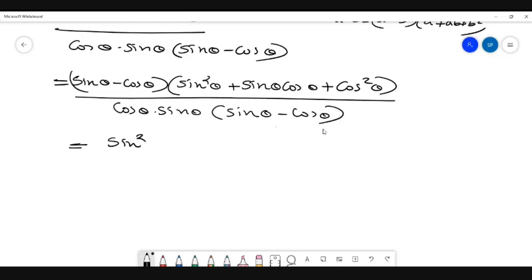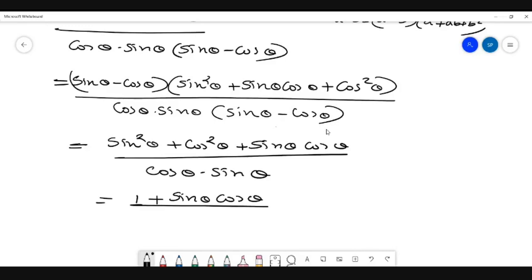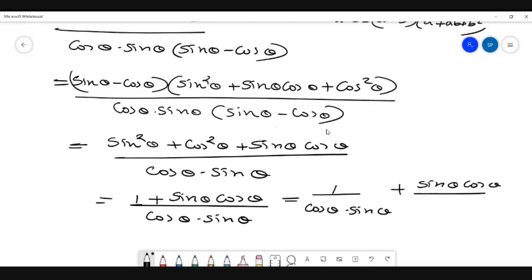That is, the expression can be simplified as sin square theta plus cos square theta plus sin theta cos theta divided by cos theta into sin theta. Sin square theta plus cos square theta, you all know that is 1. So 1 plus sin theta cos theta divided by cos theta into sin theta. This can be again written as 1 by cos theta into sin theta plus sin theta cos theta divided by cos theta into sin theta.